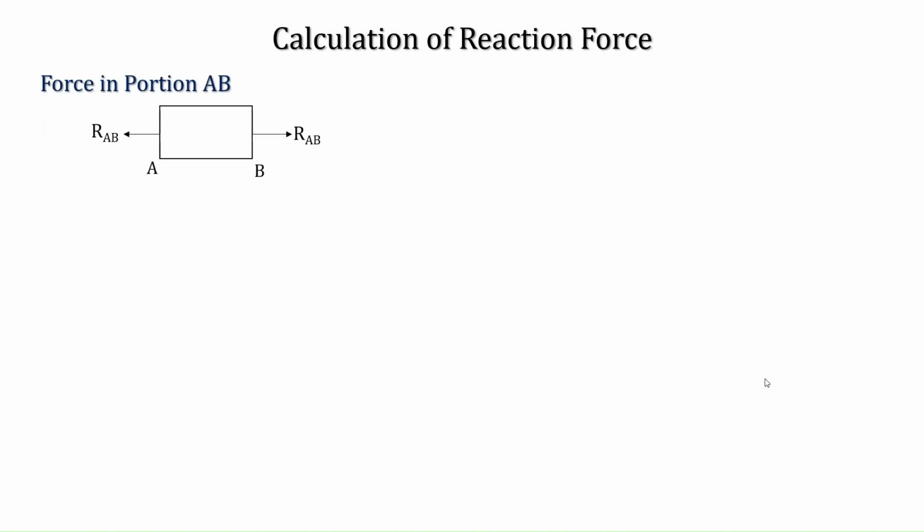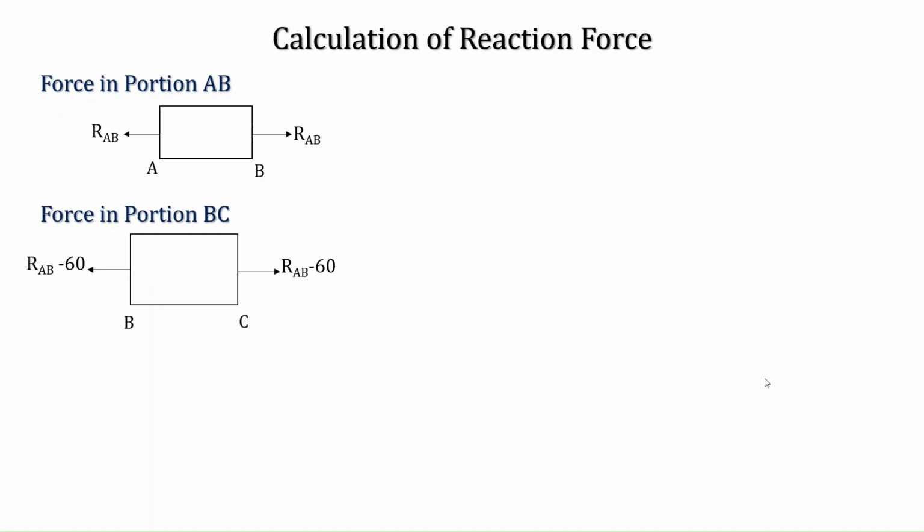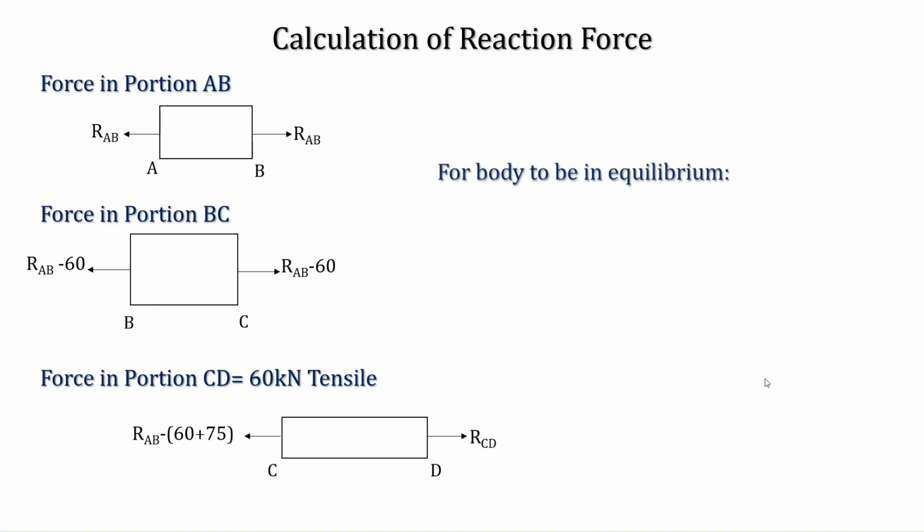Now first let us calculate the reaction force in the components. The first component of the composite bar is AB. We know that the reaction force is the force acting in the direction opposite to the applied force. So the portion BC has a force of magnitude reaction AB minus the 60 kilonewton, which is the actual force acting. This is the equilibrium condition. We can assume that the elongation of the portions AB, BC, and CD is equal to 0 because both ends of the bar are fixed. So the total elongation is equal to 0.